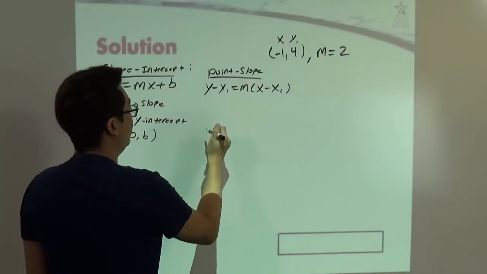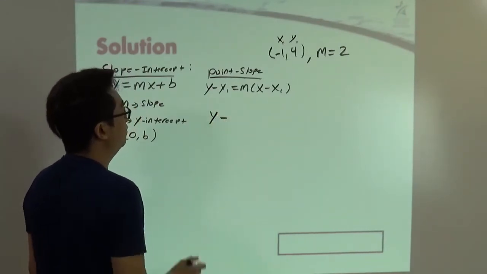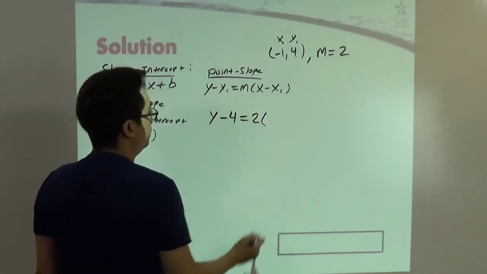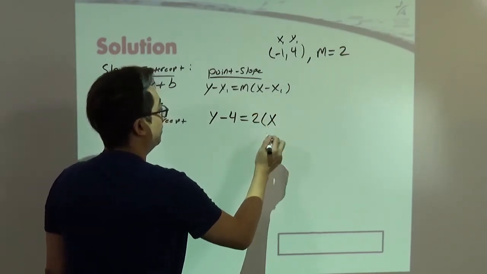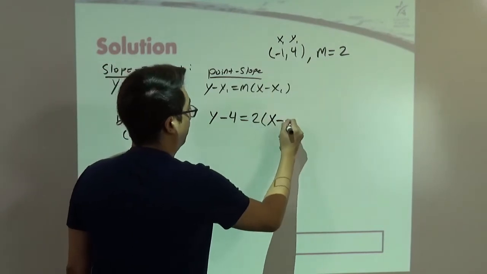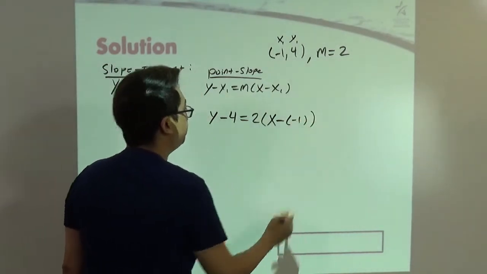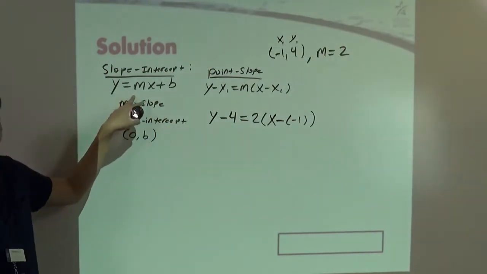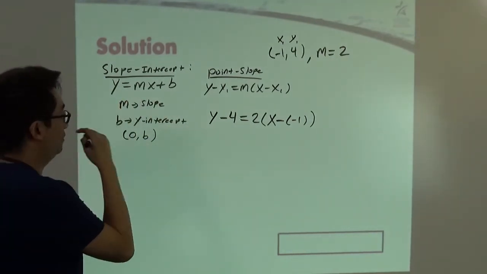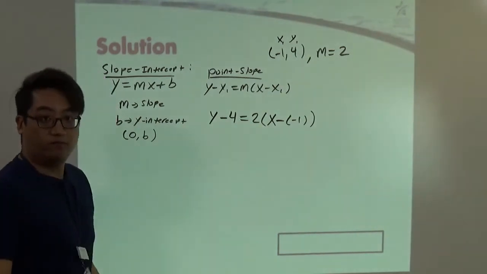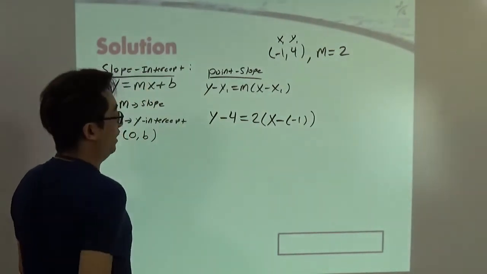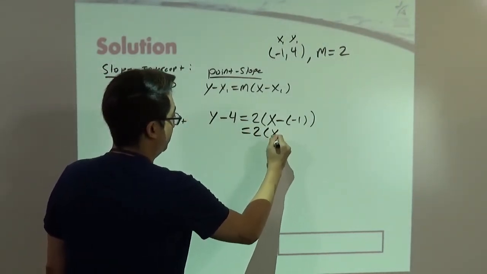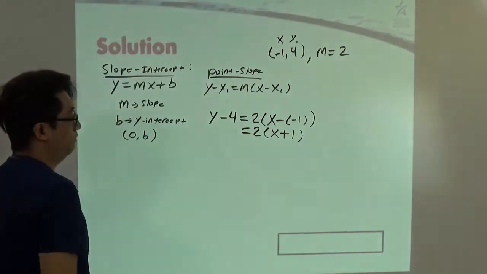So we keep y and x as they are, so we do y minus, our y1 is 4, equals m, which is 2, times x, our x1 is a negative 1, so we minus negative 1. So now we solve for y, because we want our answer to look like y equals mx plus b. First thing is to follow the order of operations. I look inside the parentheses. What can I do with it? I see that I have a negative, negative. Two negatives always give us a positive, right?